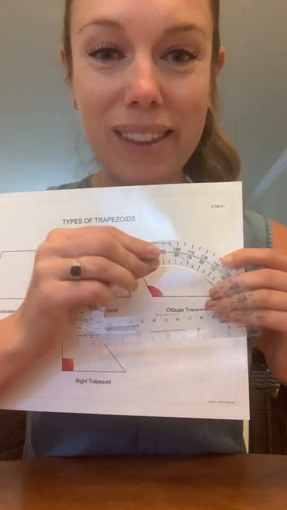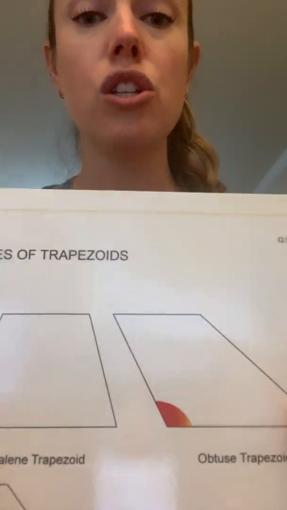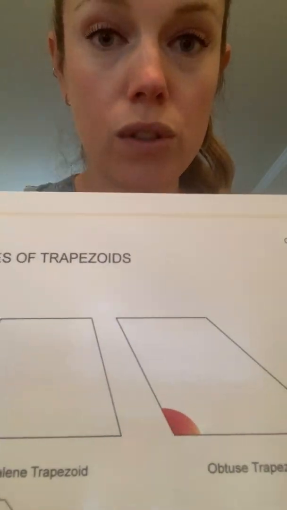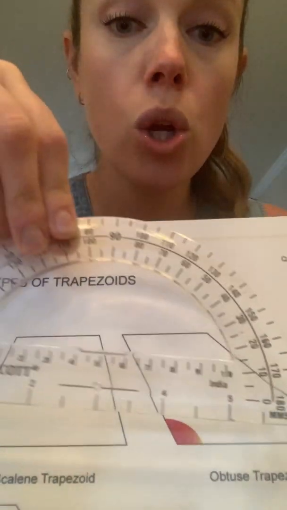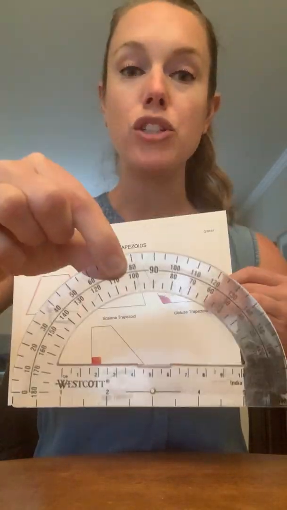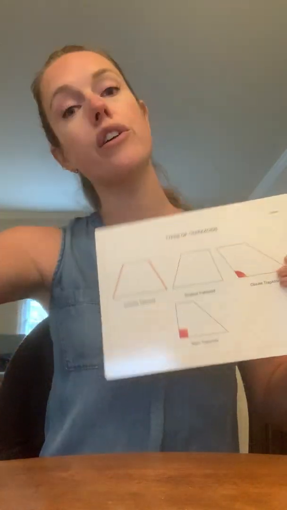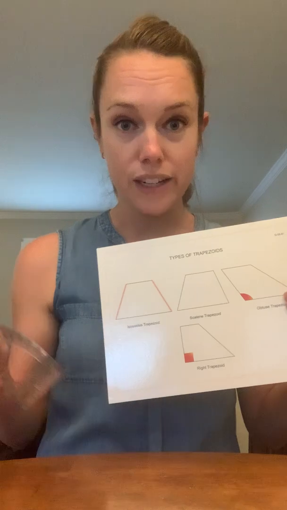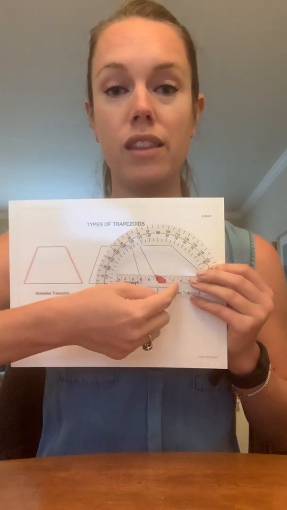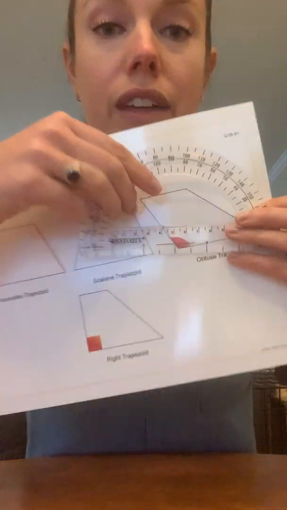So I'm going to review with you how we would use a protractor to measure this. So if we didn't know if this was an obtuse trapezoid, we would first get out our protractor. This is what we use to measure angles. And we always measure angles in degrees. We know that a full circle is 360 degrees. So we can think about how large this angle would be. If this is a full circle, that's only a small part of that circle.